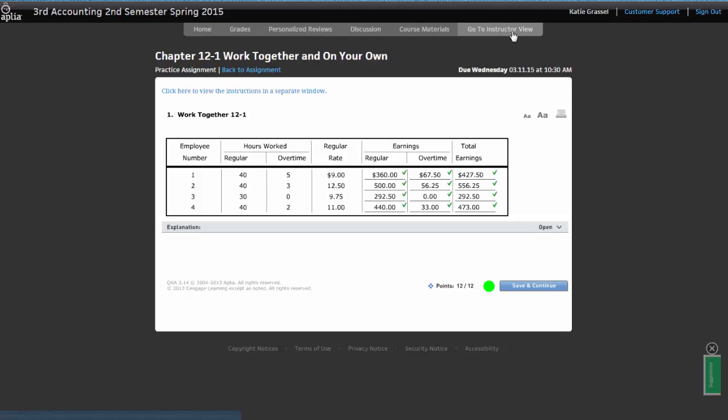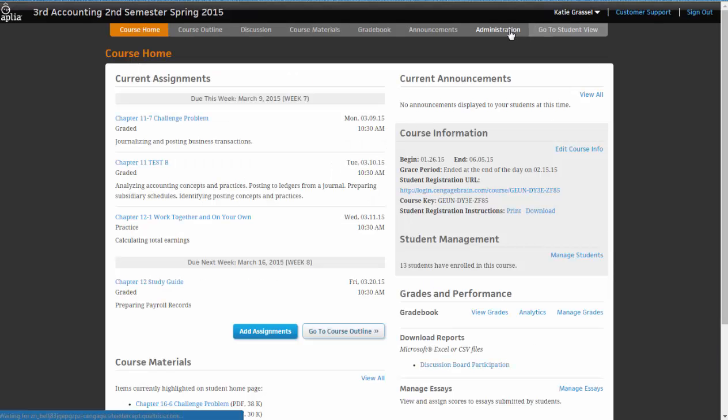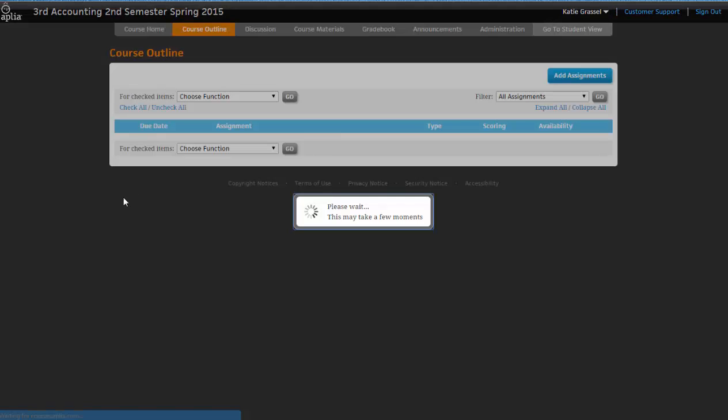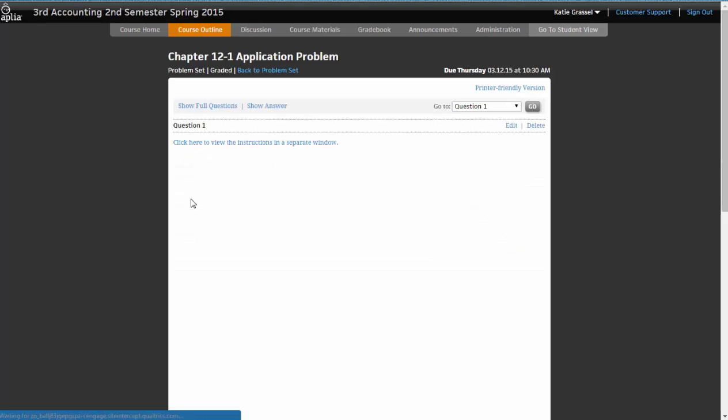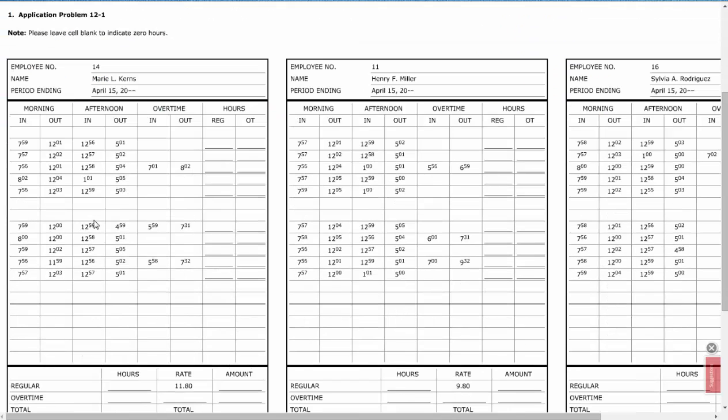Now, the other thing I want to show you, you're not going to see this until tomorrow, though, but this is going to throw you. Application number 1 looks completely different than the work together and on your own. You're going to work on this tomorrow in class when it finally loads. What is this? Time cards. So this is application number 1 that you're going to be doing tomorrow in class.